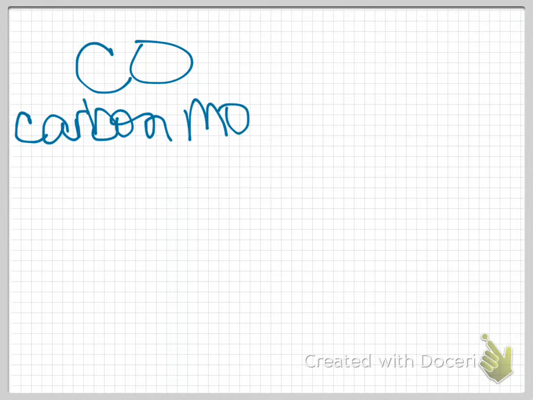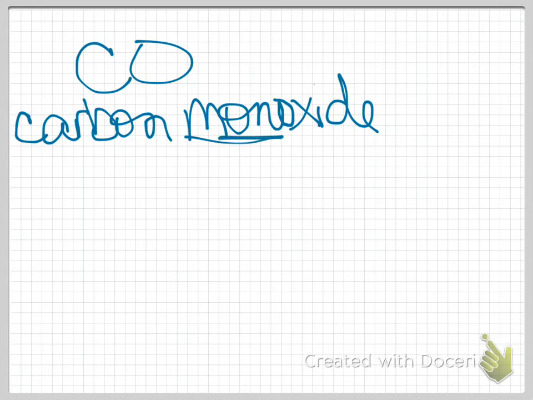And then you would say it's really monoxide, but then that would become monoxide, and that sounds funny. So they drop one of the O's in the middle, monoxide. And this mon means one oxide.